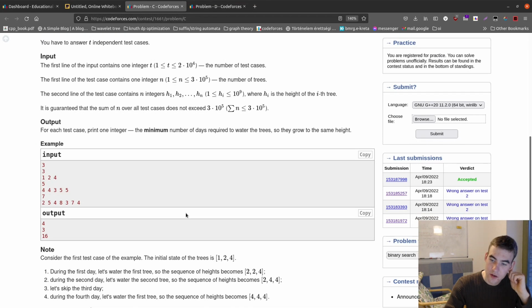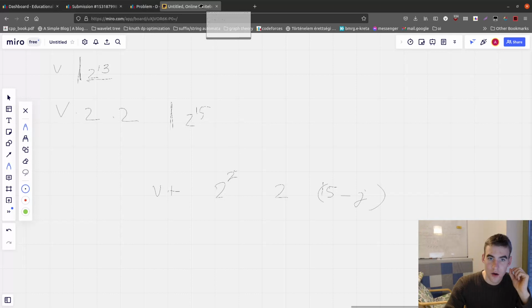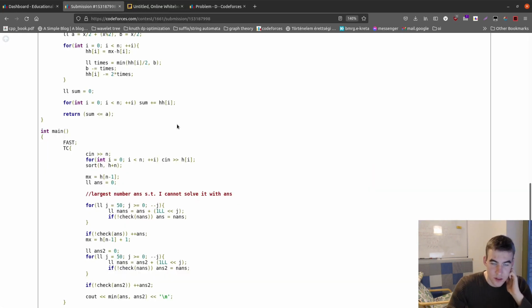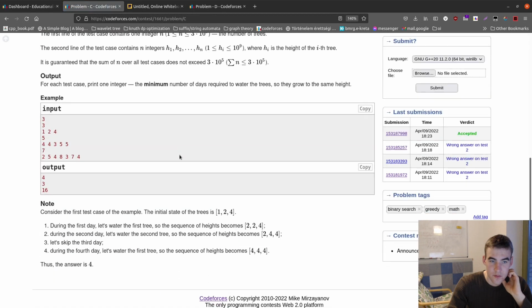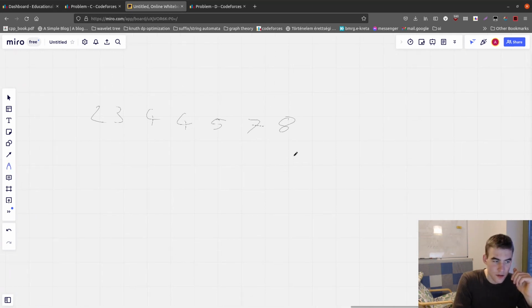For problem C, it was a bit more tricky. In problem C, we were given some trees. What was a good example? Let's do the, I'll sort it in increasing order, because the order doesn't really make a difference. So 2, 3, 4, 4, 5, 7, 8. And here I solved this with binary search.